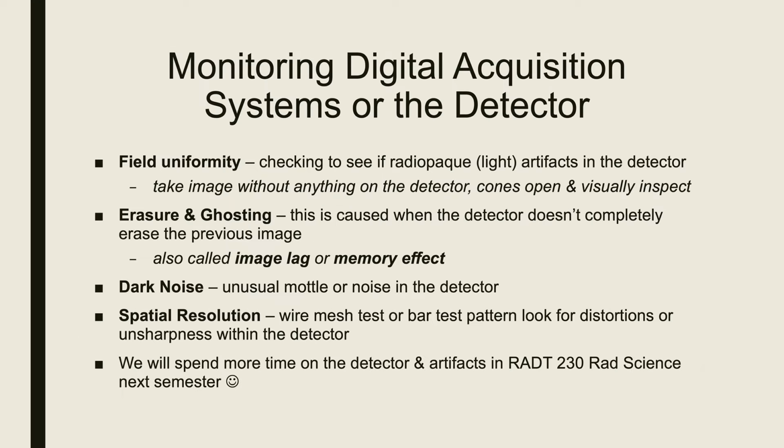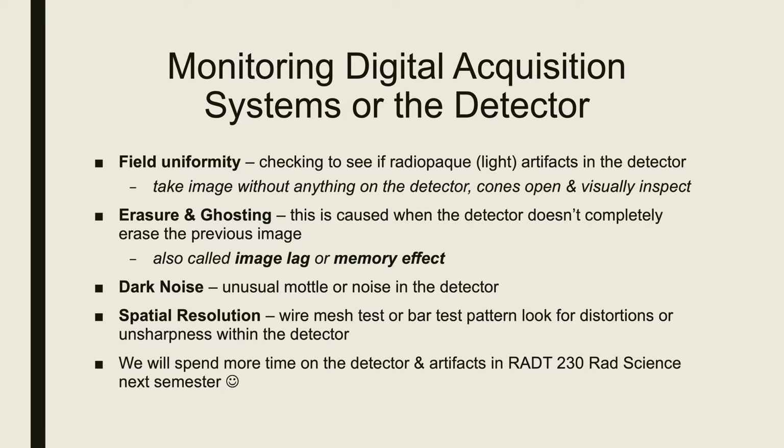Okay, so monitoring the digital acquisition system. This is the detector. There are a few things. We're not going to get into this too much this semester because we're going to do it next semester. But there is field uniformity, which is checking to see if there are any light artifacts in the detector. Basically, you can take an image without anything on the detector with the cones open and visually inspect this. Erasure and ghosting is caused when the detector doesn't completely erase the previous image. This is also called image lag or memory effect.